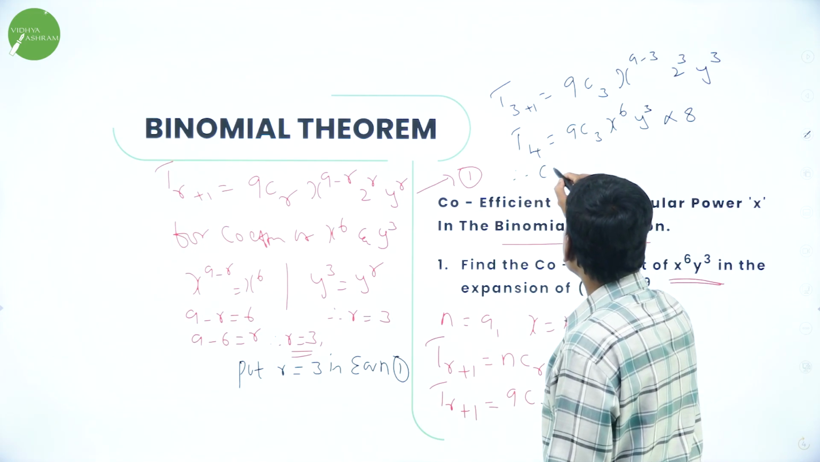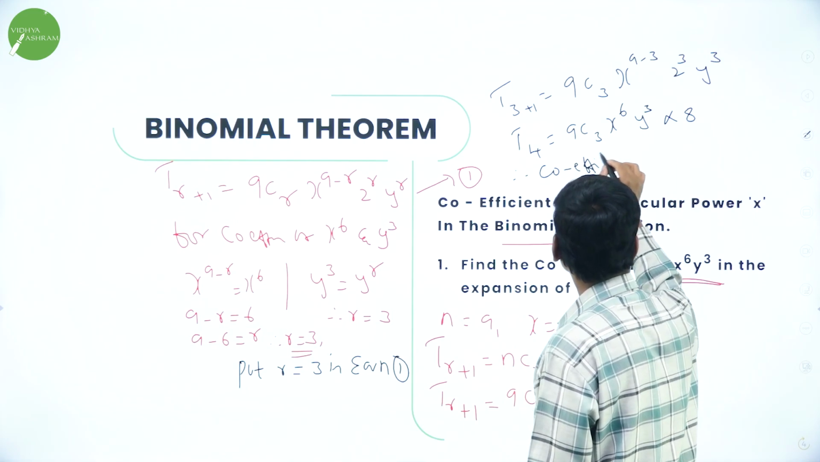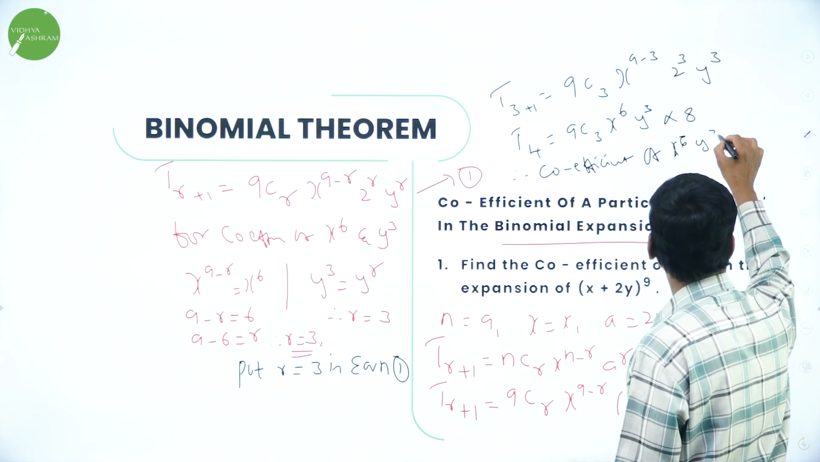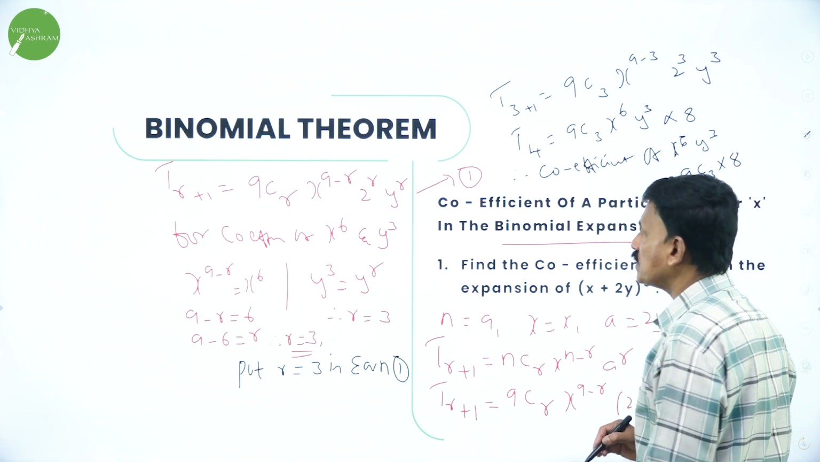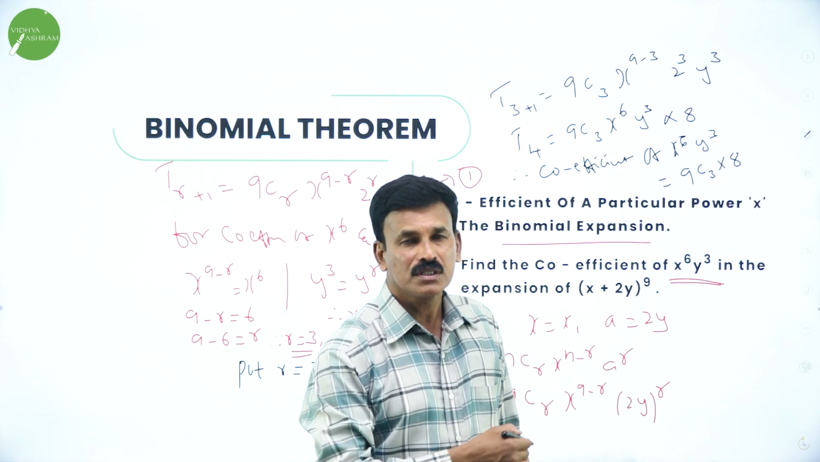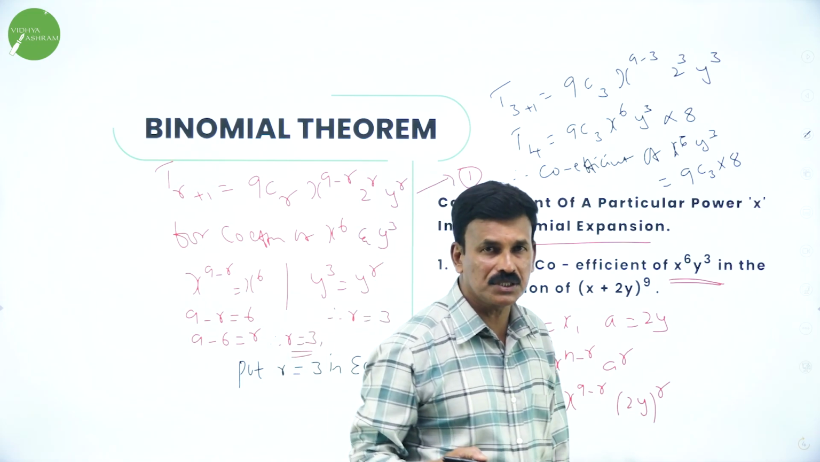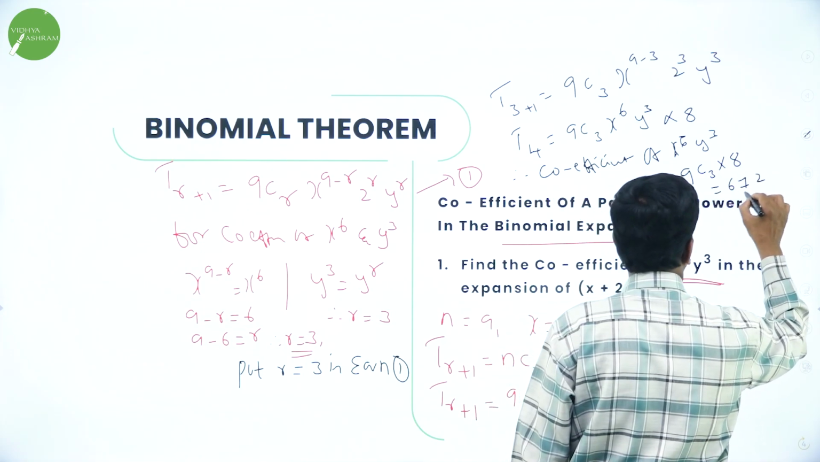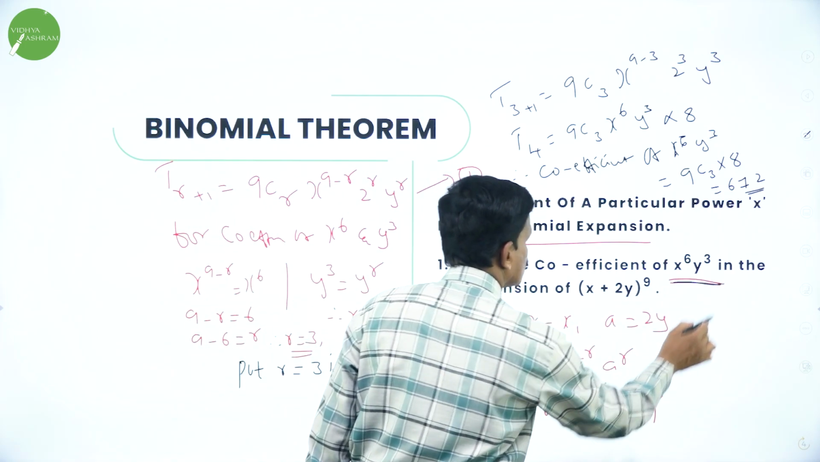So therefore the coefficient of x to the power of 6 and y cube is equal to 9C3 into 8. So if we simplify this, what is the answer we are going to get? 9C3 into 8 will give the coefficient of x power 6 and y cube in the given expansion. Okay, so if you simplify, you are going to get 672. So 672 is the coefficient for x power 6 and y cube.